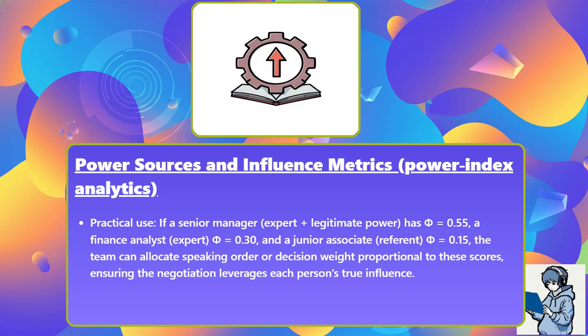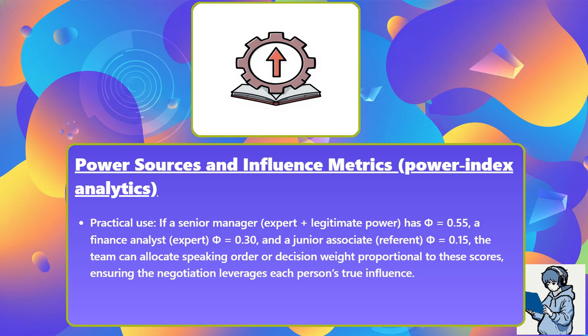Practical use: if a senior manager who has expert and legitimate power has phi equal to 0.55, a finance analyst who has expert power has phi equal to 0.3, and a junior associate who has referent power has phi equal to 0.15, the team can allocate speaking order or decision weight proportional to these scores, ensuring the negotiation leverages each person's true influence.